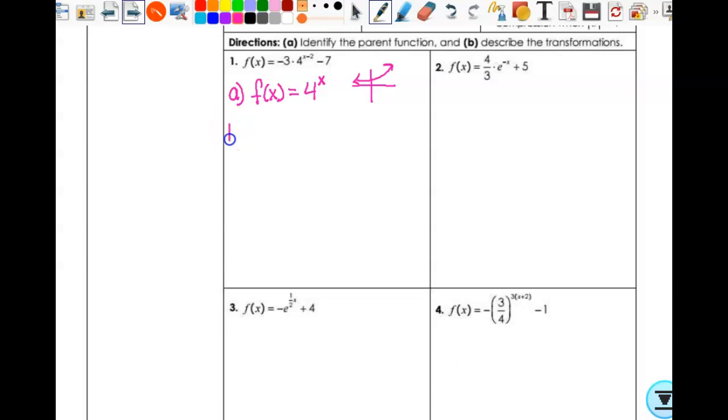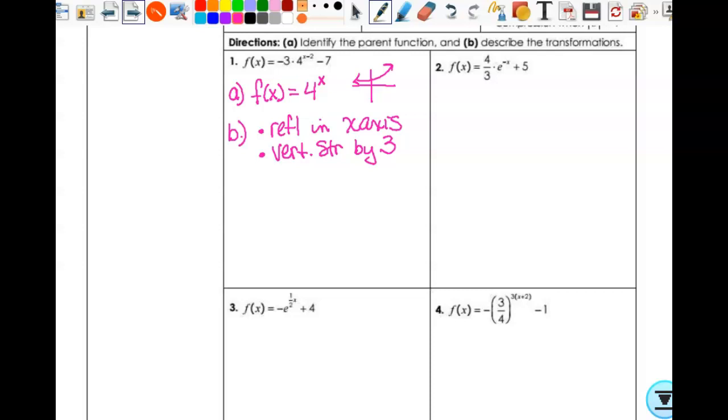Then we have to list our transformations. All right, so I'm just going to go from left to right. I have this negative out here that's not a subtraction. It's being multiplied. So I know that always means that's a reflection. And that's a reflection in which axis? X or Y, if it makes my A negative? X. It's a reflection in the x-axis. Then I have the 3. So the 3 is basically my A, right? And that means that it is a vertical what? Stretch. Good. Vertical stretch by 3.